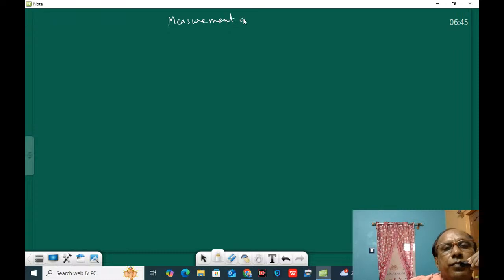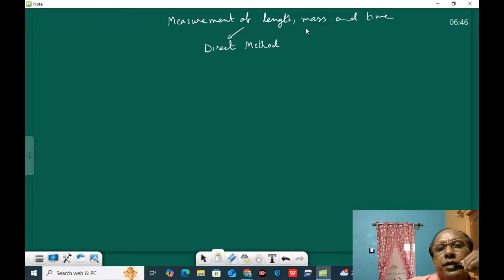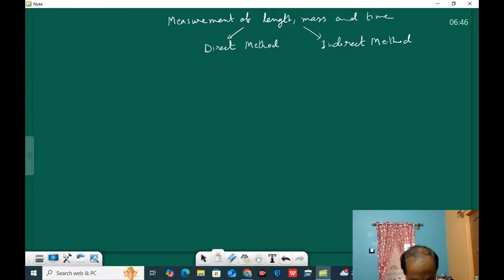Measurement of length, mass, and time. Actually, there are two methods to find the length, mass, and time. One is what we call the direct method, and another one we call the indirect method. In the direct method, you can find the distance, mass, and time also. These are the two methods by which you can find length, mass, and time.